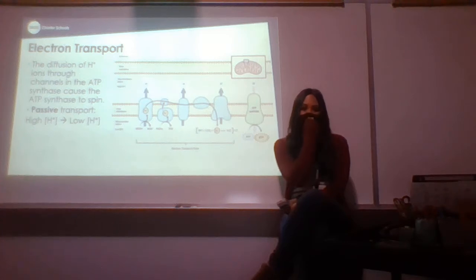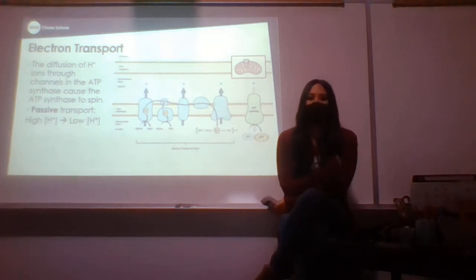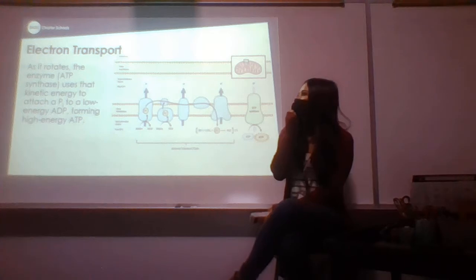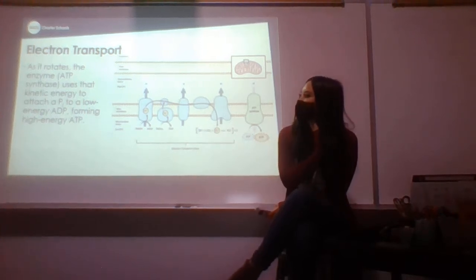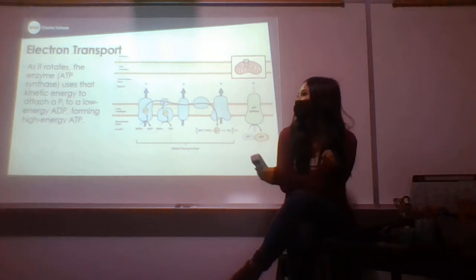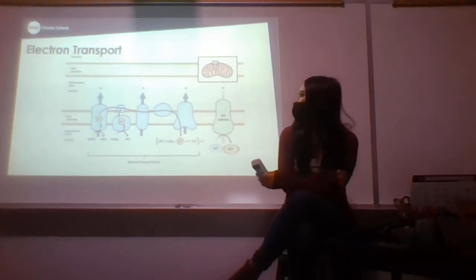Okay, we good? Okay. So as it rotates, the enzyme, ATP synthase, uses that kinetic energy to attach a phosphate to a low energy ADP, forming high energy ATP. Oops, sorry.